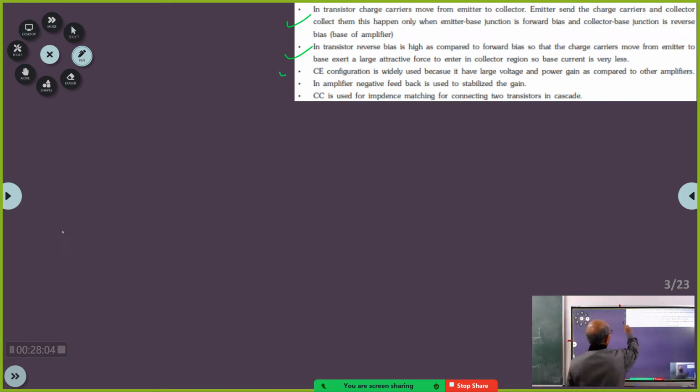Now, in an amplifier, negative feedback is used to stabilize the gain. Now, this aspect, did you grasp it? Understand this?